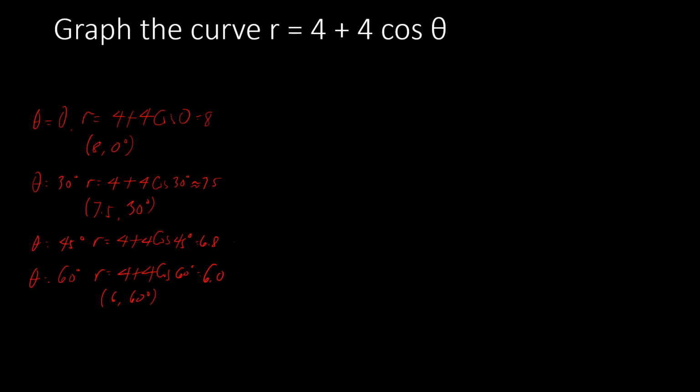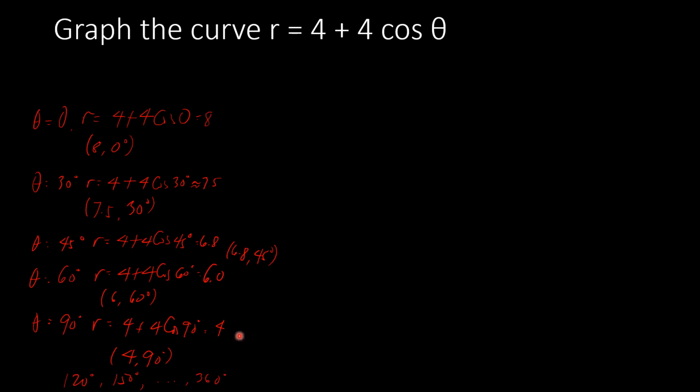Now the other one is 6.8, 45 degrees. So we continue at theta equal to 90 degrees. So R is equal to 4 plus 4 cosine of 90, but cosine of 90 is 0 times 4 plus 4, that will give us 4. So we have the point 4 comma 90 degrees. So we continue to do that by substituting values to theta. We can try 120 degrees, 150, etc., up to 360 degrees.